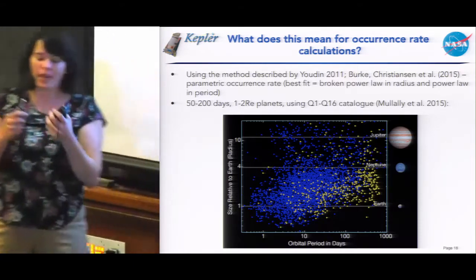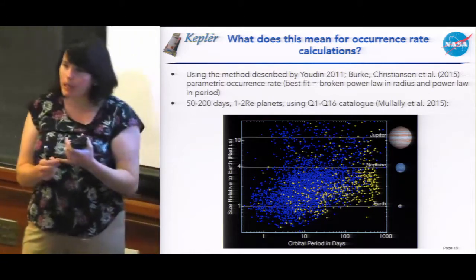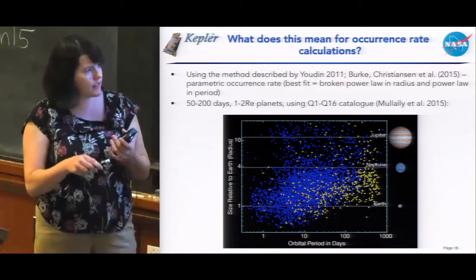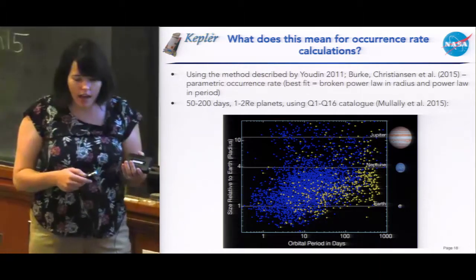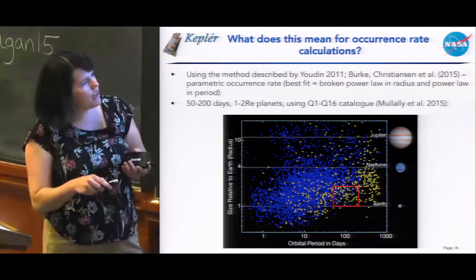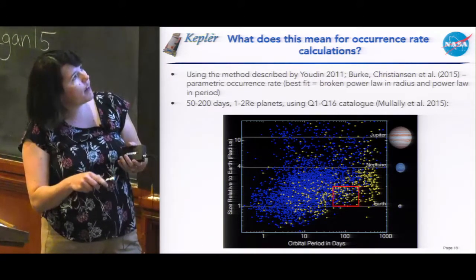All right, so what does it mean for current state calculations? So let's go back to the catalog that Mullally et al. put out at the start of the year. So this is the 9.1 catalog. And let's just concentrate on this box down here. This is 50 to 200 days from 1 to 2 Earth radii.